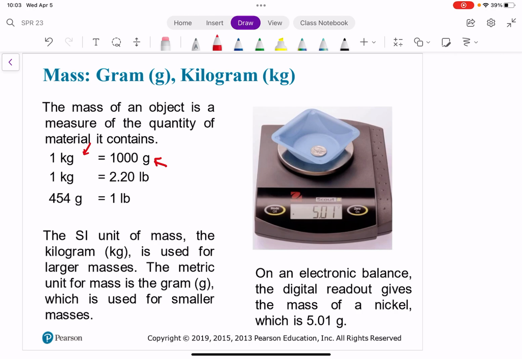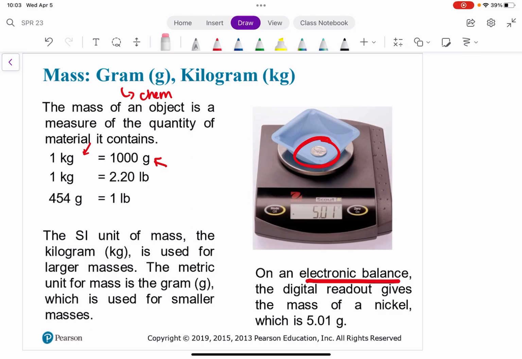And in some sciences, for instance in chemistry, we measure lots of stuff in grams because we're, again, measuring small things, small amounts of substances, and you'll get really familiar with this electronic balance. That's how we'll measure lots of substances in chemistry.